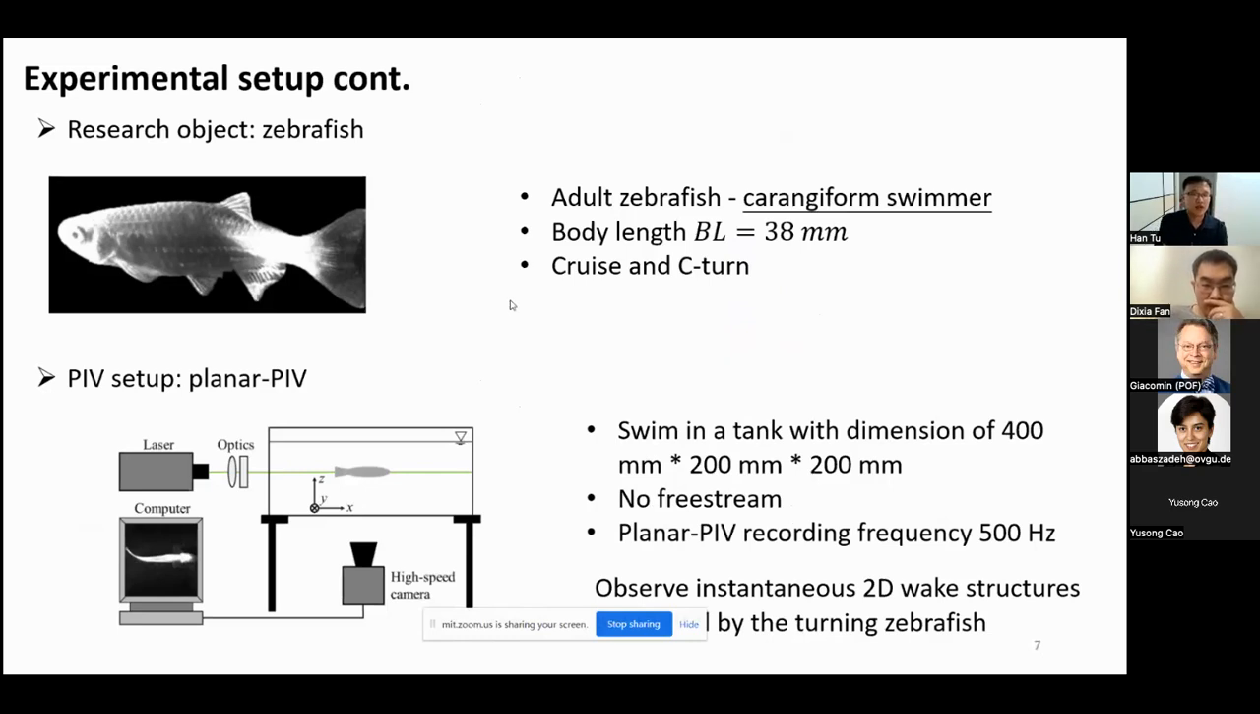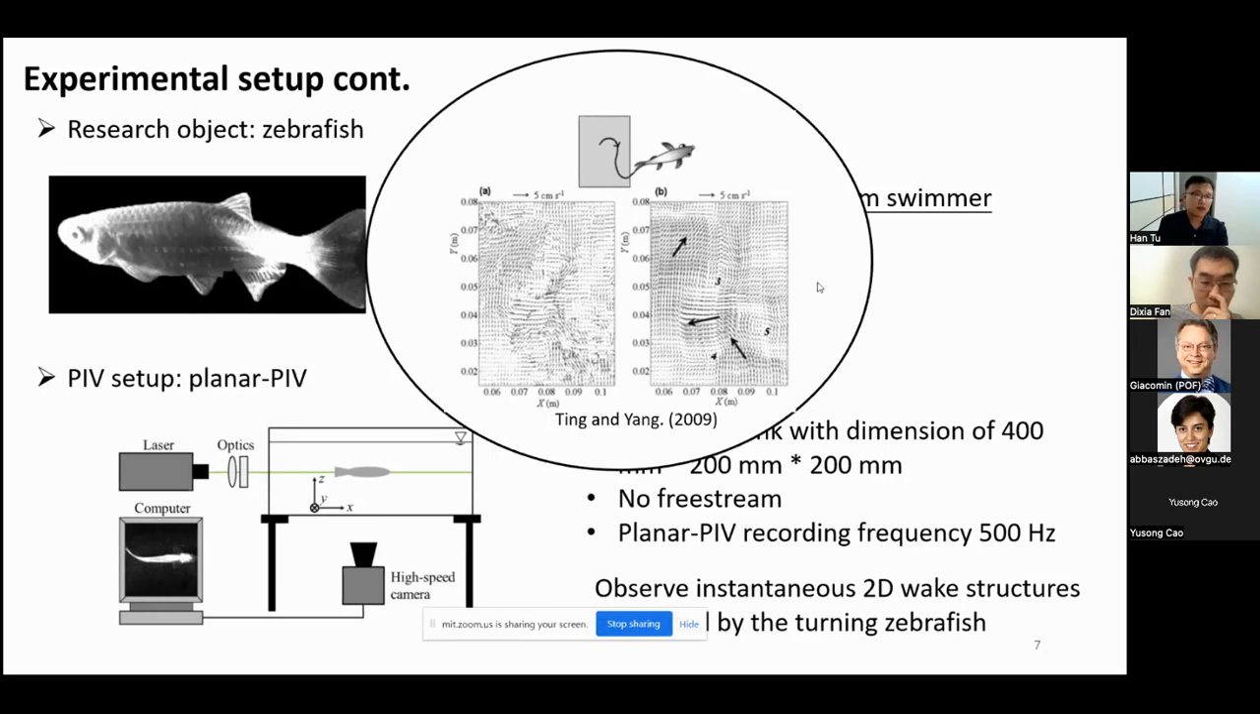Actually, when we conducted the Tomo PIV experiments, we found that it is not easy to obtain clear shots of C-turns, since the fish preferred to cruise if there exists any free stream. So we also conducted the planar PIV in a water tank without any free stream. In this case, the tested fish has a larger possibility or willingness to make C-turns. The experiment setup follows the setup of Tong and Yang in 2009, and they further applied POD to the wake analysis of the fish. In our study, we applied FTLE, which is a Lagrangian method, to the wake analysis, and the application of FTLE to the zebrafish wake is rarely done before.